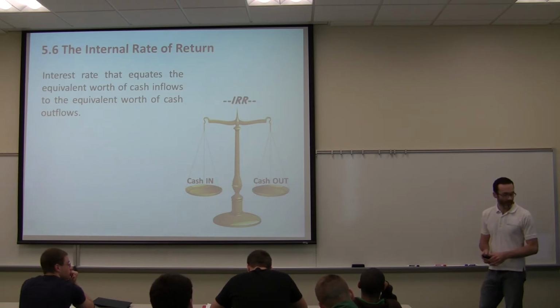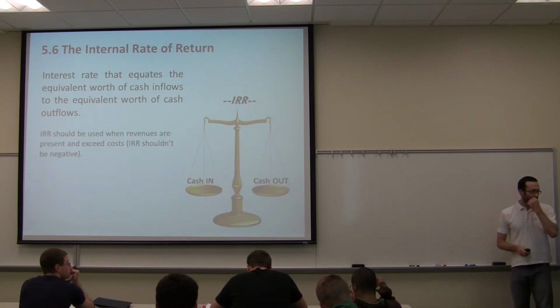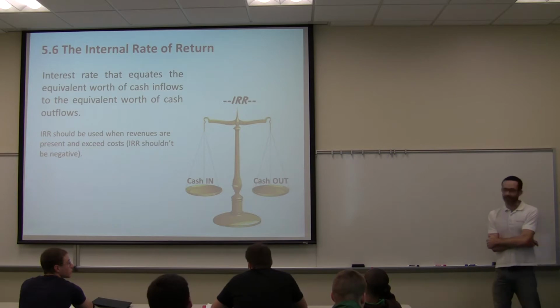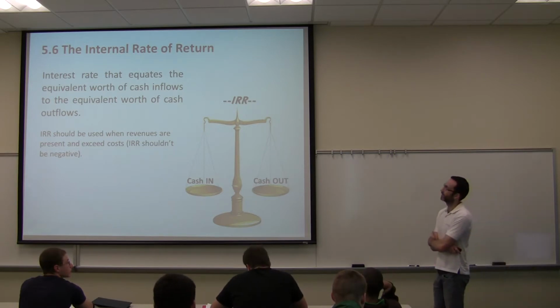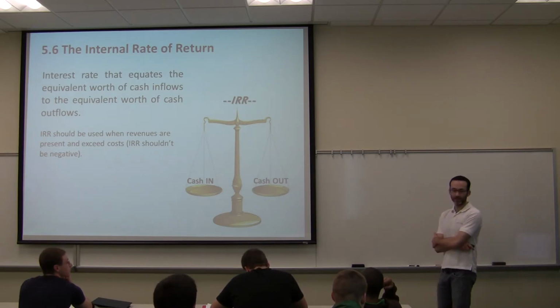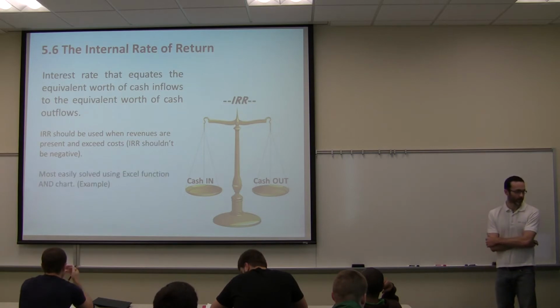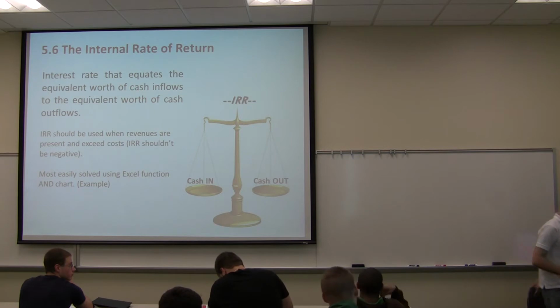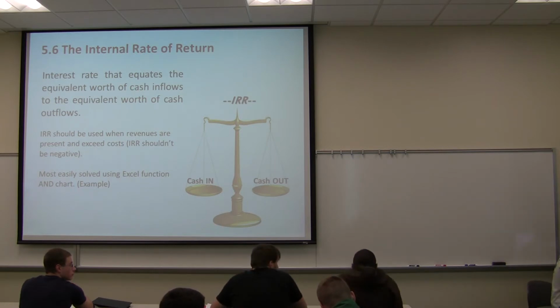It should be used when revenues are present and they exceed the costs. You can't have a negative internal rate of return. That won't work. It's solved easily with Excel, so I'm going to give you a demonstration of how to do that real quick.